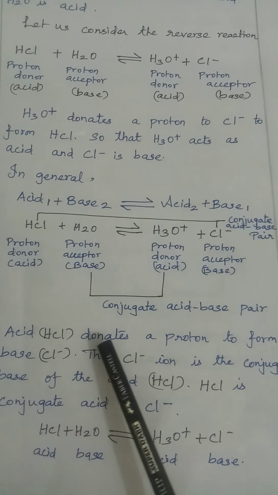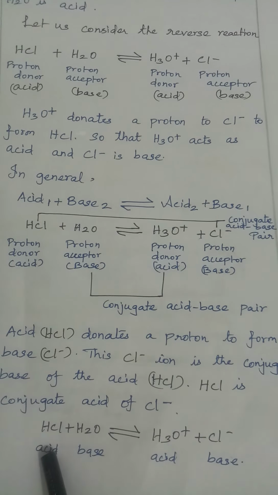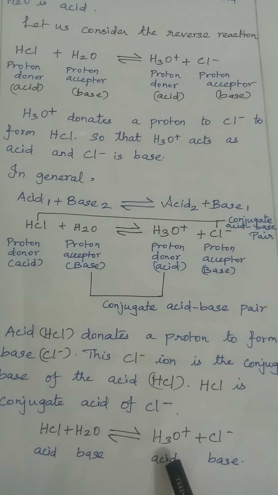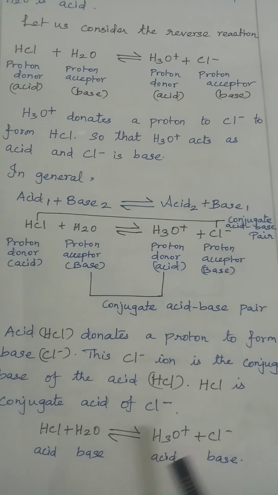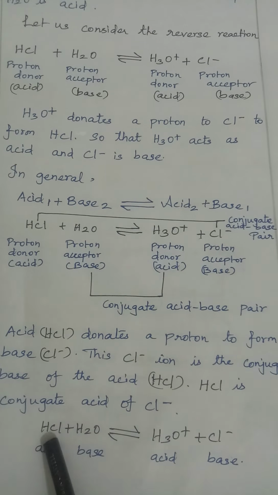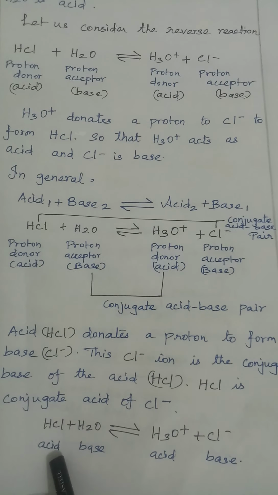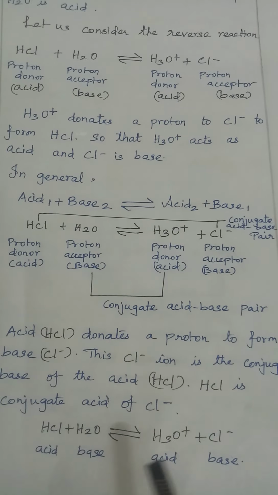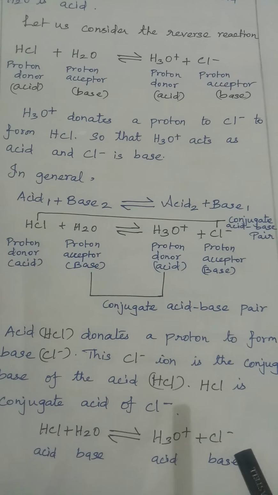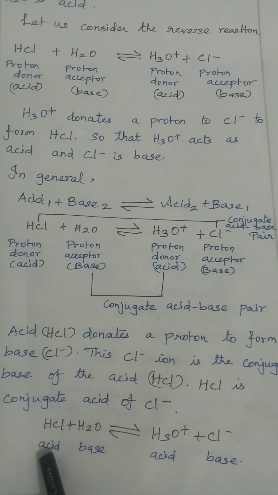HCl donates the proton and forms Cl minus ion. HCl combined with water to form H3O plus and Cl minus ion. Here HCl acts as acid. It donates the proton to H2O and becomes Cl minus ion. So HCl is the conjugate acid of Cl minus, and Cl minus is the conjugate base of HCl.